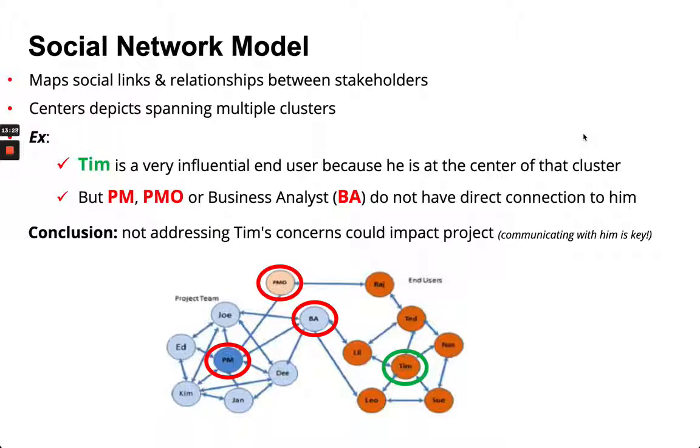So in this example, I use Tim. Tim, as you could see, is a very influential end user because he's at the center of that cluster circled in green. But interestingly enough, you quickly find out that you, say the project manager, maybe your project management office, or maybe your business analyst, or others that are part of your team have little to no contact with Tim. So the conclusion, not addressing potentially his concerns, his wants, his interests, could impact your project. This social network is an example of formulating a strategy for this type of individual.